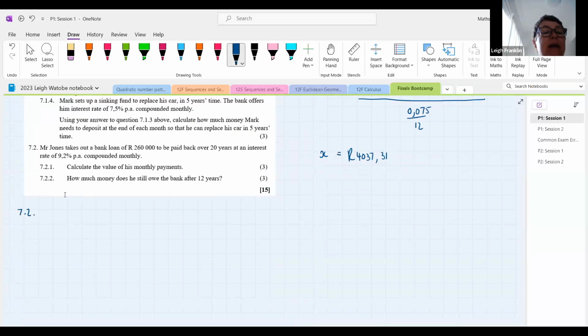Jones is taking out a loan. So that is an important keyword because that tells us which formula we should be working with. It's a loan of 260,000 and it's going to be paid back over 20 years at an interest rate of 9.2% per annum compounded monthly. Okay, the first question, 7.2.1, is not too bad. They ask us to calculate the value of his monthly payments.